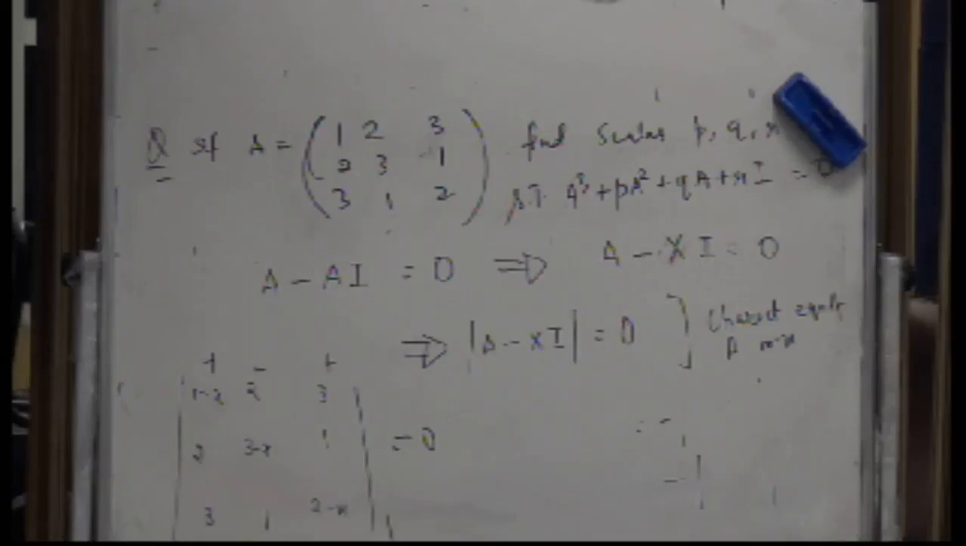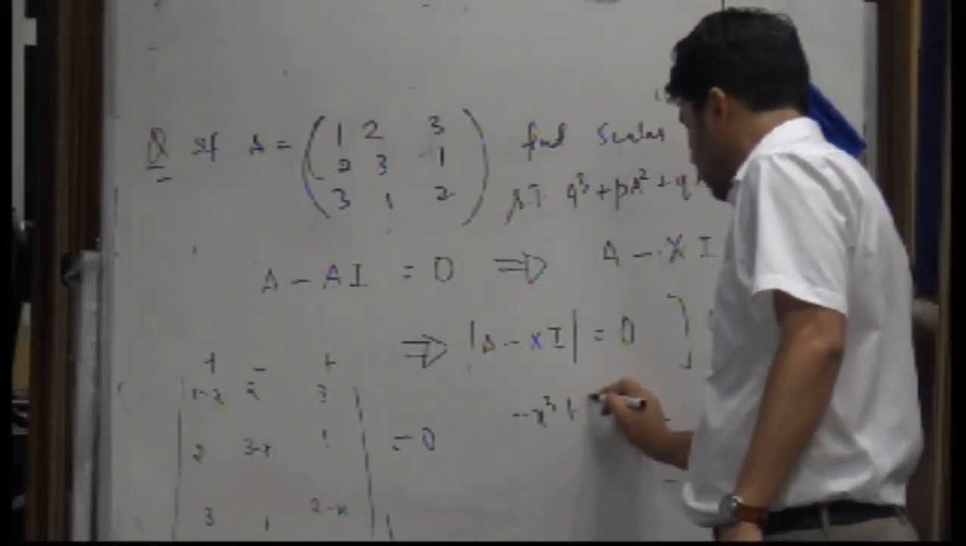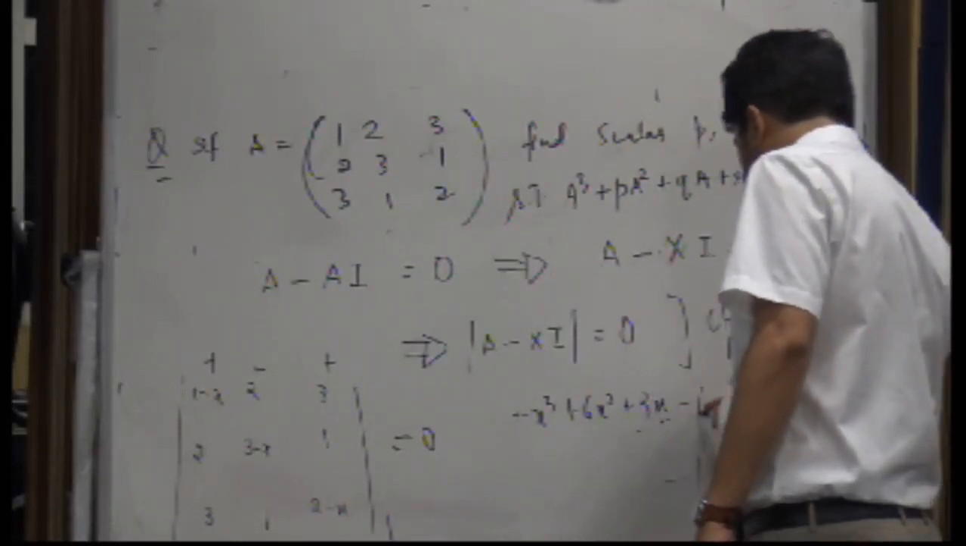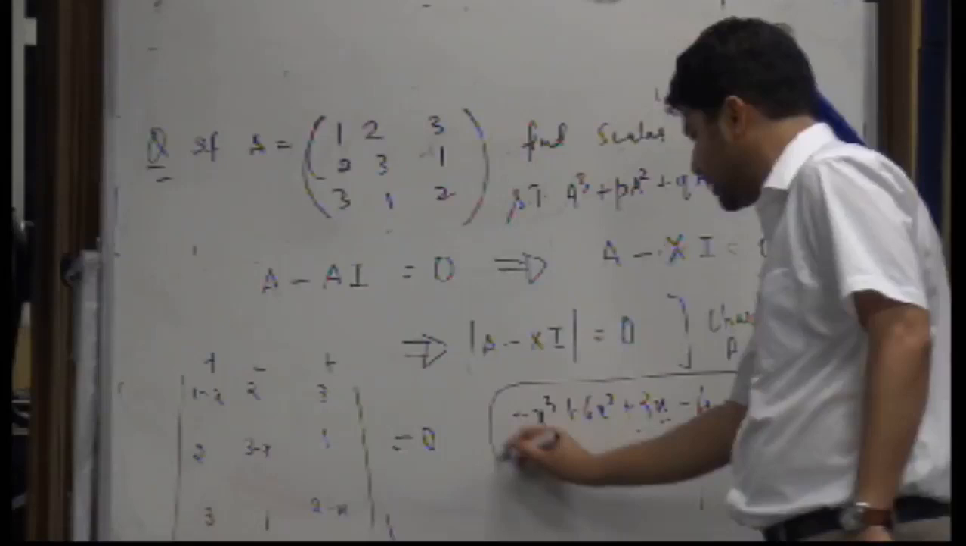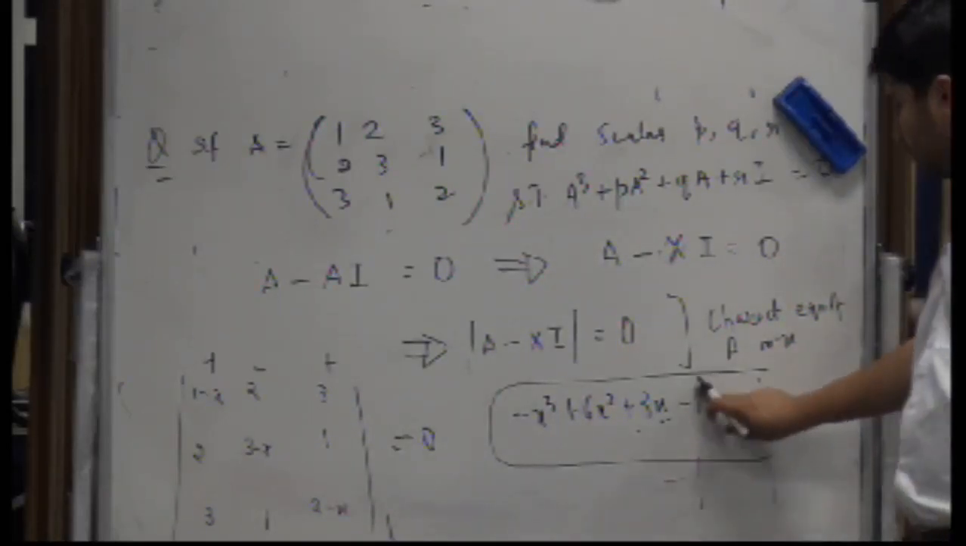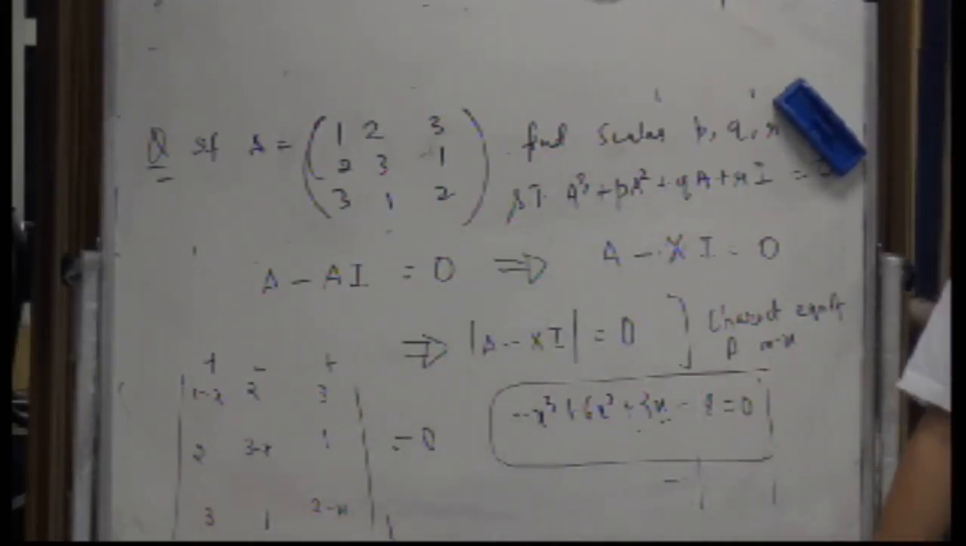What? Everybody getting the same? Minus x cube plus 6x square plus 3x minus 18. कुछ गलती क्या है? देखो कुछ गलती क्या है क्या?